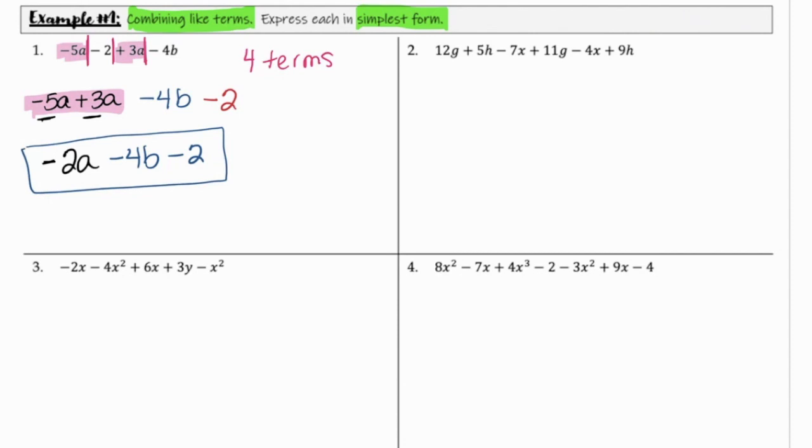So let's do number 2. Same process. I'm going to separate everything. So I see how many terms? 1, 2, 3, 4, 5, 6 terms here. And I first look at this, I have 6 terms.